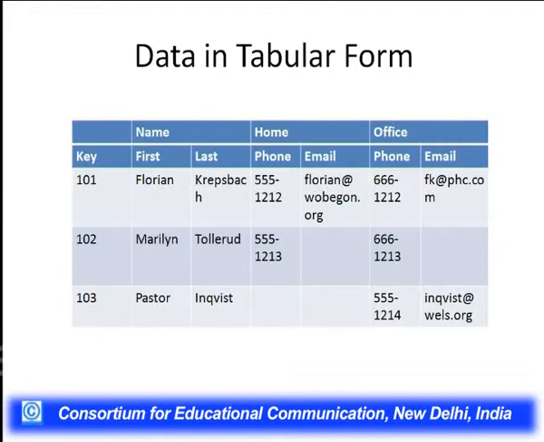Here 101, 102, 103, these are all the row keys, and if you have a closer look at this, you will see that these keys are present in sorted order. Apart from that, we have column families. So here name, home, office, these are all the column families, and under these column families we have columns, like first name, last name. These are the columns corresponding to the family name. Then under home you have phone number and email as the corresponding columns. Similarly in the case of office.